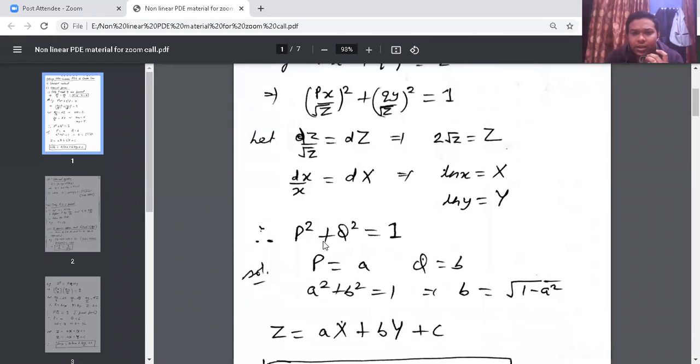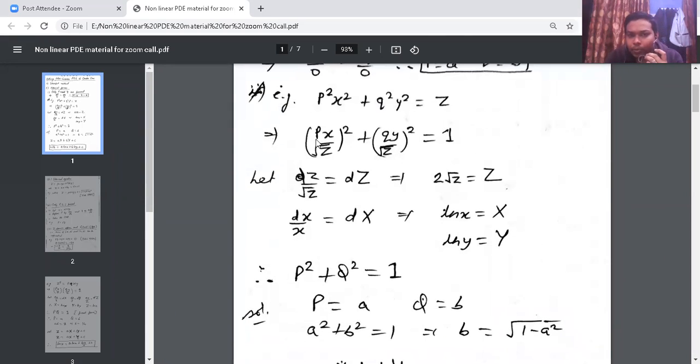I know p is del z upon del x. So I took dz upon root z as some dZ, and it came out to be Z equal to 2 root z. Similarly, I took dx upon x as some dX, so I will get X equal to ln x. Similarly, I can get Y equal to ln y. Now the equation has reduced to capital P square plus capital Q square equal to 1. That is the special form.